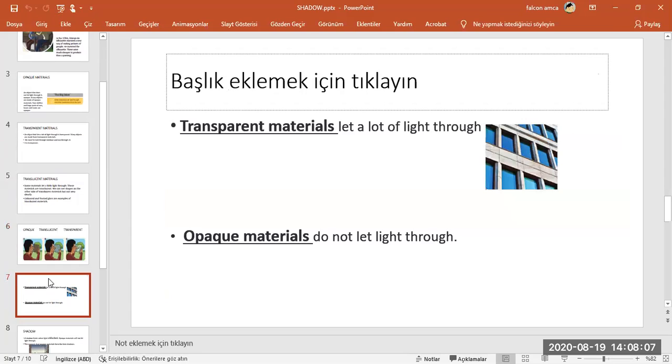Okay, this is the example. Transparent materials, like the windows: a lot of light can pass through them. You can see the other side. Opaque materials don't let light through. You cannot see the other side.